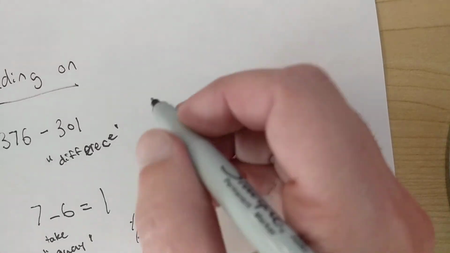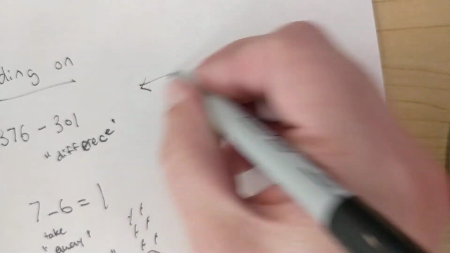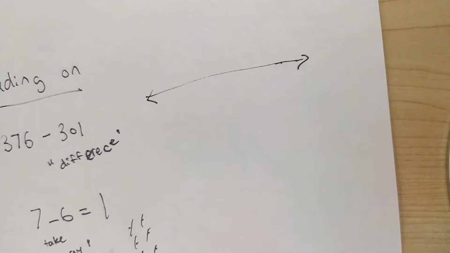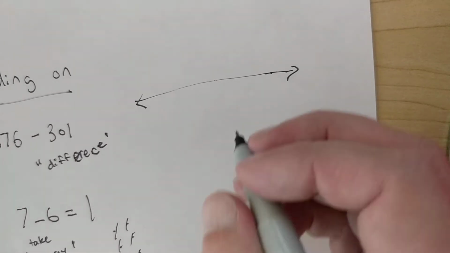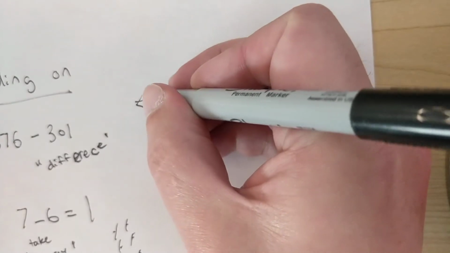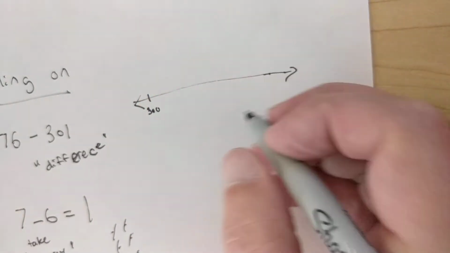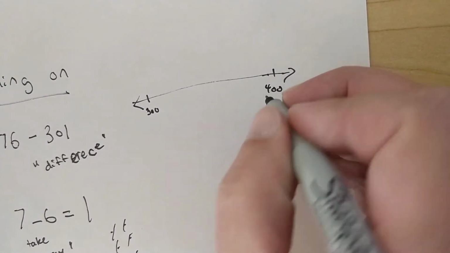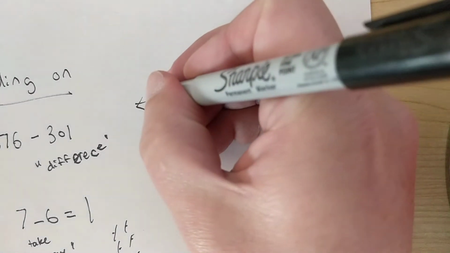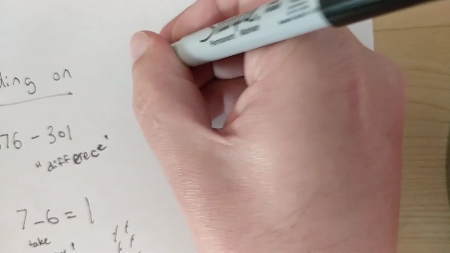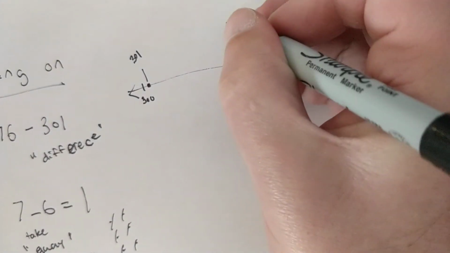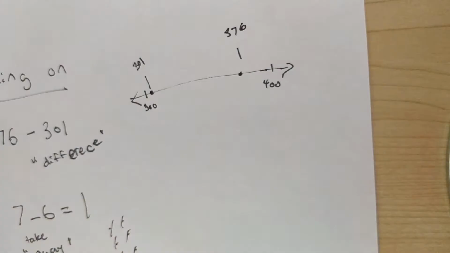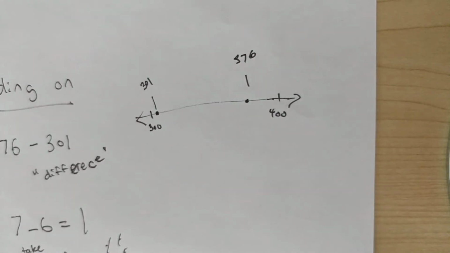So if I want to use a model, and I always do if I can, I can think about it like this on a number line, okay? And I can put those two numbers on there. So let's make this 300, and let's make this 400. And I'm going to say 301 is going to be right here, right? And then 376 is going to be here-ish. And again, I'm not busting out my ruler and making sure everything's perfect. But that's what I'm looking for, okay?